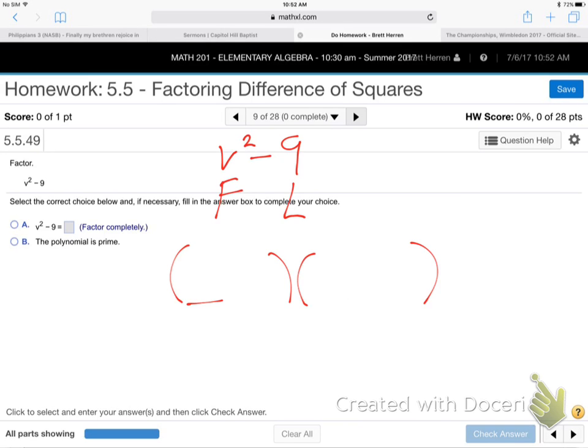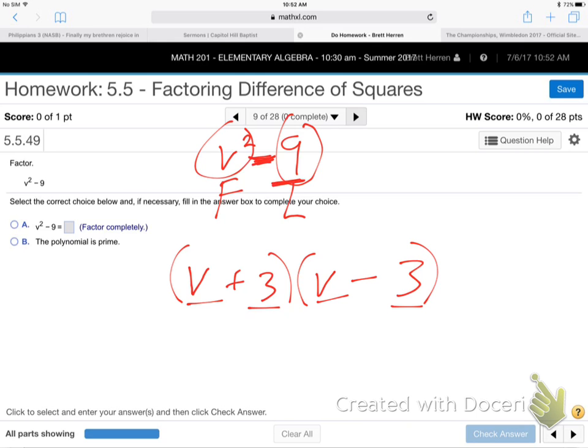And you go front times front to be front. So what would that be? Just V and V, right? V times V is V squared. And last times last to be 9. What times what is 9? 3 and 3. And how do you get a negative 9? Like what signs, how do you get 2 3's multiplied to be negative 9? Yeah, 1 positive, 1 negative. Either order doesn't matter. You put the negative first and the positive or vice versa, whatever. As long as one of them is positive and one of them is negative, positive times negative is negative 9, and we're done. Right there.